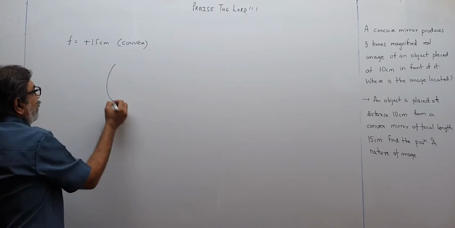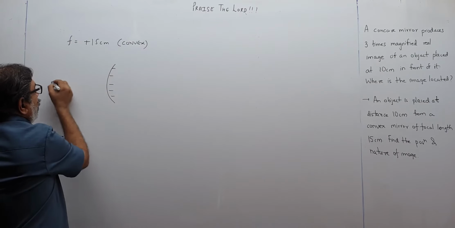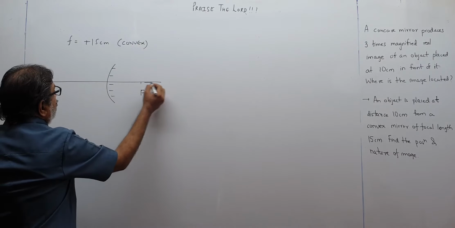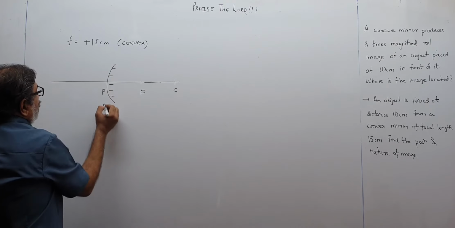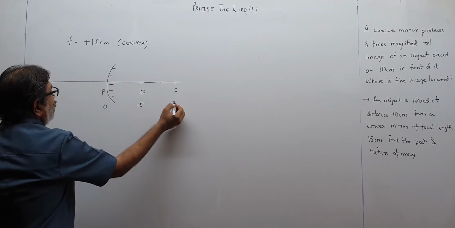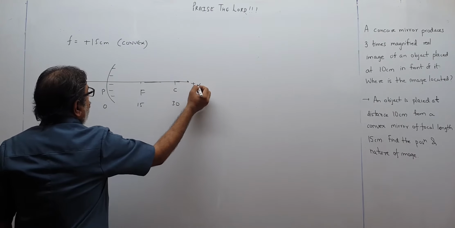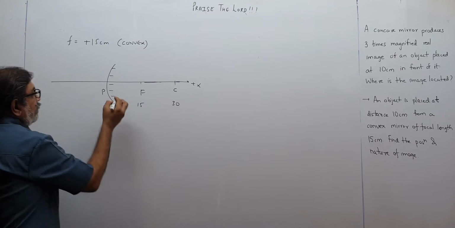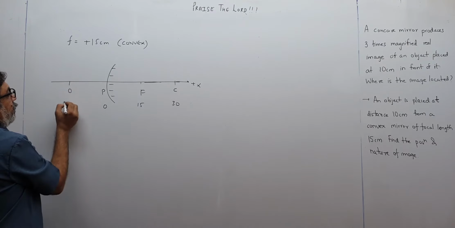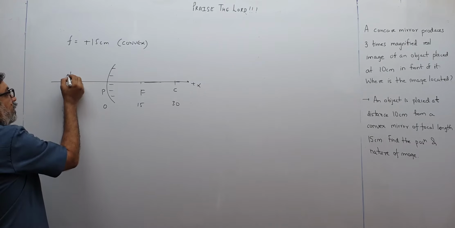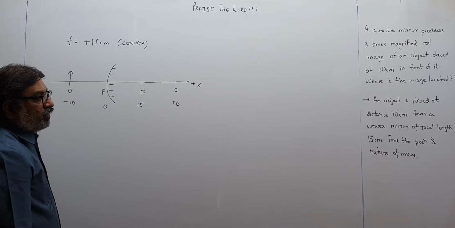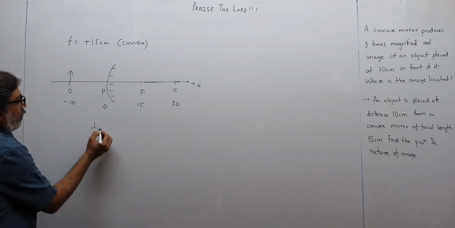So this is the convex mirror. Like this, there will be F over here and C over here, pole over here. This is 0, this will be 15, this will be 30. Positive side. This is positive x. Object is placed at a distance of 10. So here is the object, minus 10. This is the object. We want the position of image. Very easy.